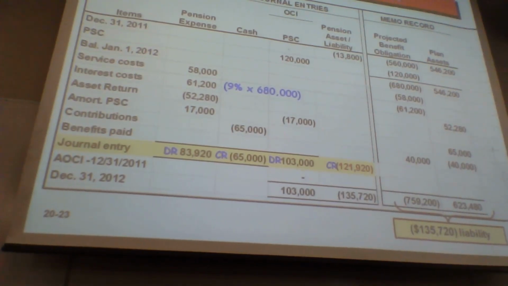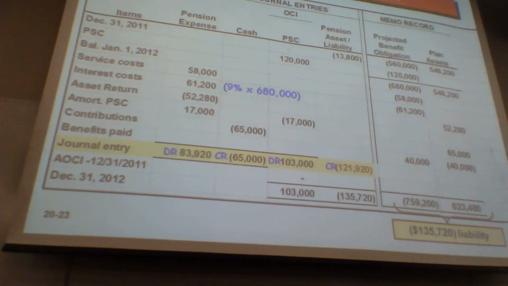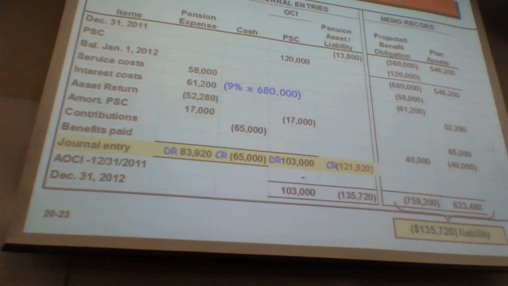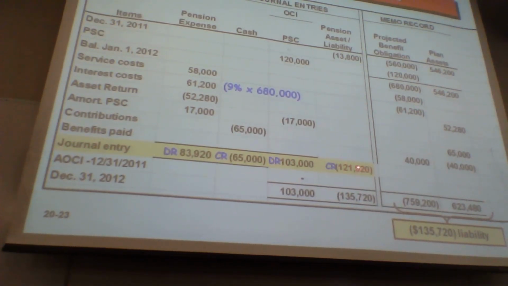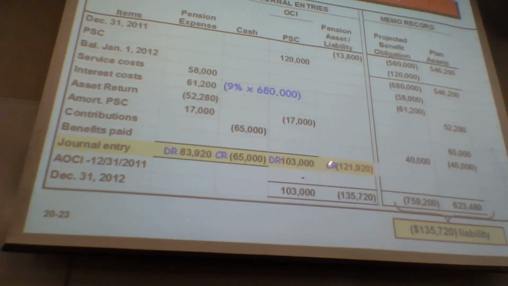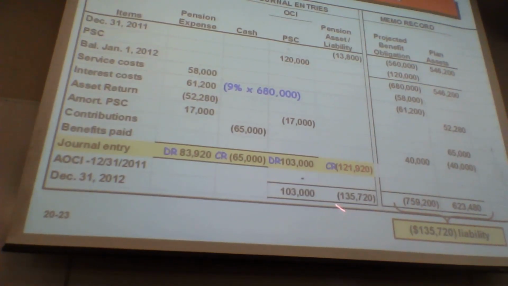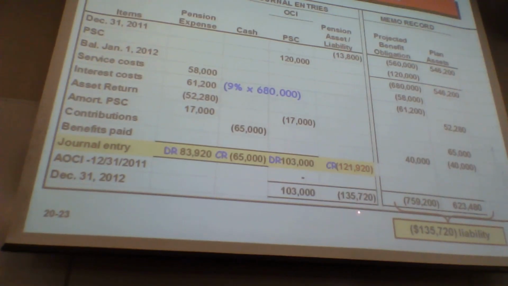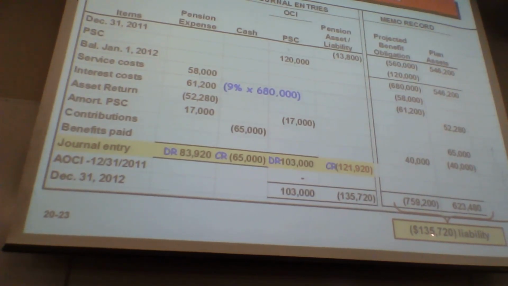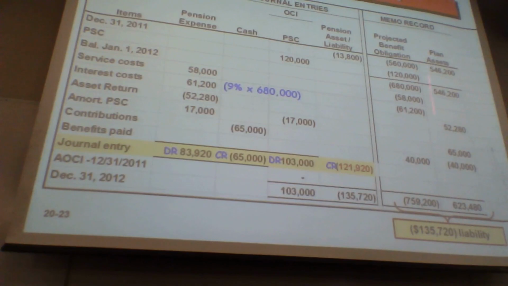So that is your beautiful pension worksheet. Come up with a journal entry here. This red component here, that's a plug. You can figure out if that's the correct number by adding down these numbers, getting the total ending balance in the pension asset liability account, and that should tie to the net balance in our memo record for our obligation and plan asset.